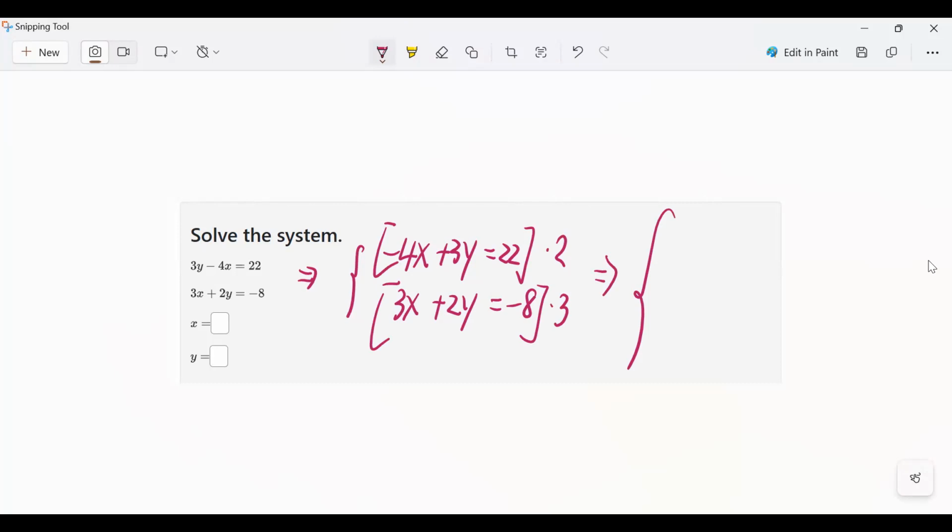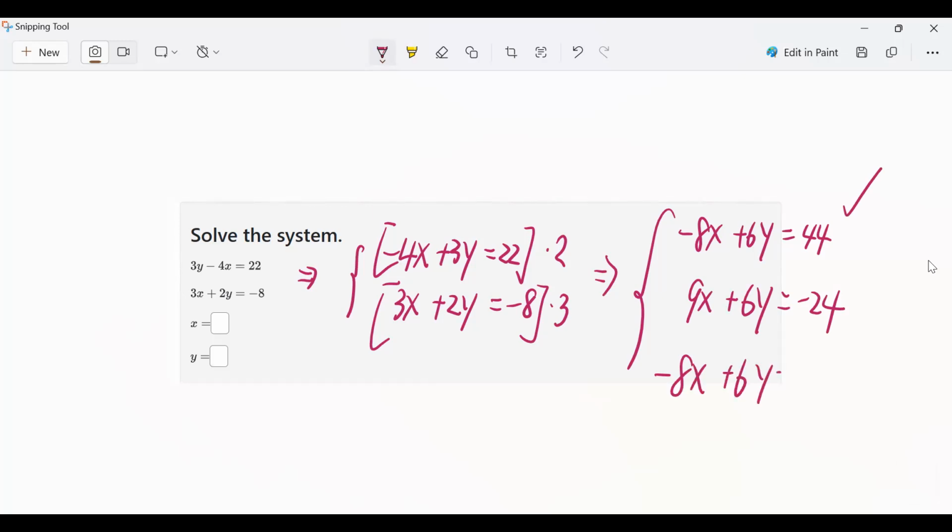And once we do this, we get -8x plus 6y equal to 44. And the other one is 3 times 3x, 9x, plus 6y equal to -24. Now think about this. We want to get y by itself. In the first equation here, we're going to solve for 6y. So we get -8x plus 6y equal 44. Now we add 8x to both sides of the equation and get 6y equal to 8x plus 44.